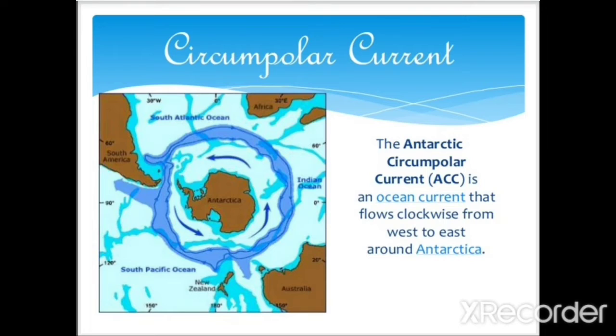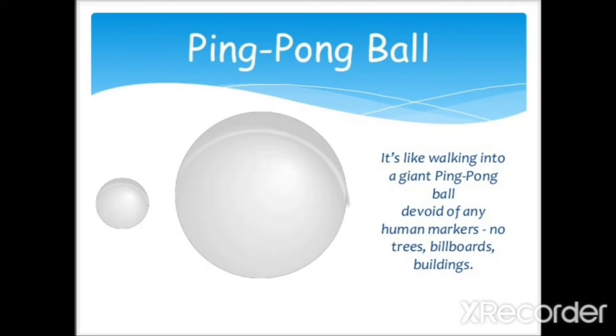The Antarctic Circumpolar Current is an ocean current that goes clockwise from west to east around Antarctica. Ping pong ball. The writer had compared Antarctica with a ping pong ball. Why did she do so? Because there is no trace of any human markers in Antarctica, just like the image you can see here. It's like walking into a giant ping pong ball devoid of any human markers, no trees, billboards, or advertisement boards, buildings.